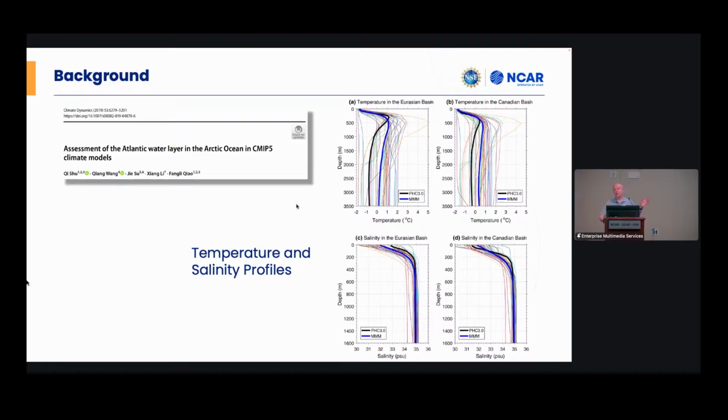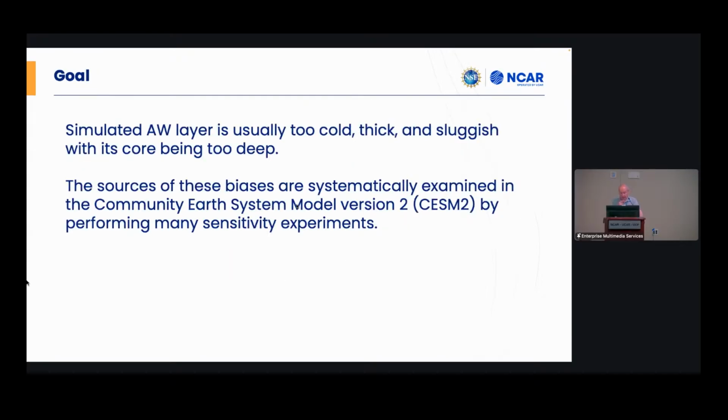This is quite important because the heat storage in that Atlantic water layer can actually have tremendous impacts if it is released, melting the Arctic sea ice quite substantially. So I think it's important to get the proper representation of this, but as you can tell, it's rather challenging. In this particular study, we think that the simulated Atlantic water layer is usually too cold, too thick, and rather sluggish in its current system, and I'll show you a plot on those things as well.